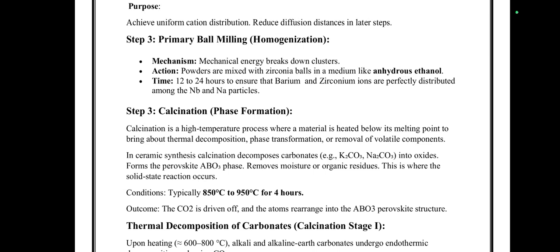Step 3 in the synthesis of KNN-BCT material is primary ball milling homogenization. Mechanism of this step is mechanical energy breaks down clusters. Powders are mixed with zirconia balls in a medium like anhydrous ethanol. If we talk about the time for this step, 12 to 24 hours to ensure that barium and zirconium ions are perfectly distributed among the niobium and sodium particles.